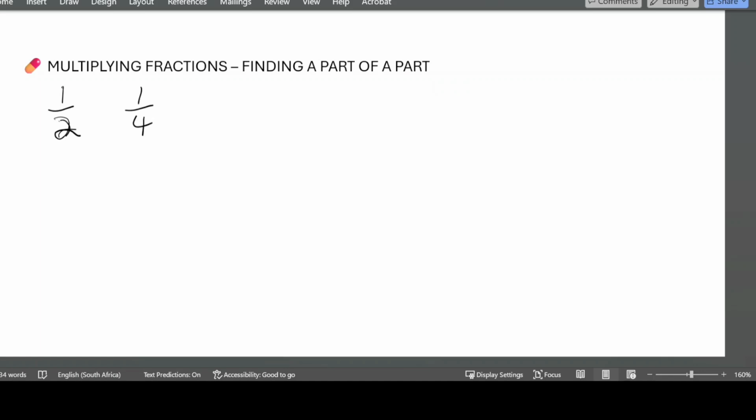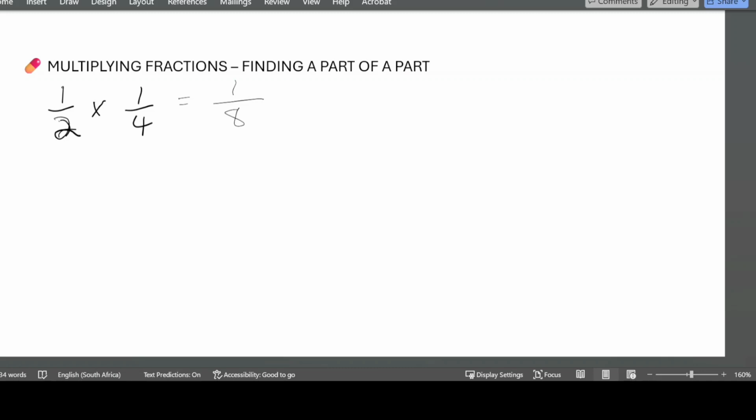Now we are not taking the whole tablet, we are taking half of a quarter. To find this, we must multiply the fractions. So multiplying fractions helps us find a smaller part inside another part, especially in medicine, cooking, and measurements. So in this case, it will be 1/8, meaning you'll only take 1/8 of the tablet.